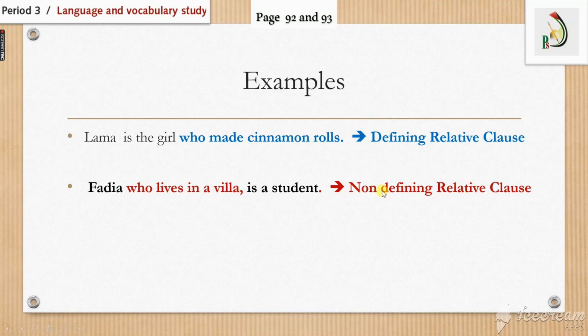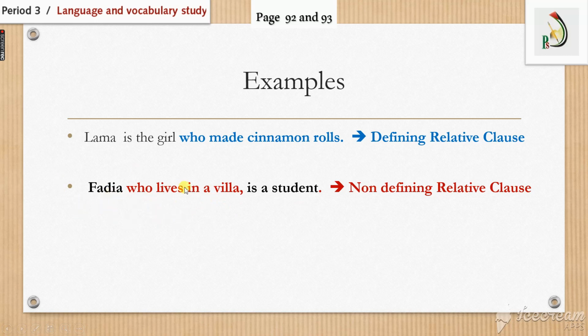But come to non-defining relative clause. Fadia, who lives in a villa, is a student. Here we need to add one more comma. Fadia, who lives in a villa, is a student. What if Fadia lives in an apartment?